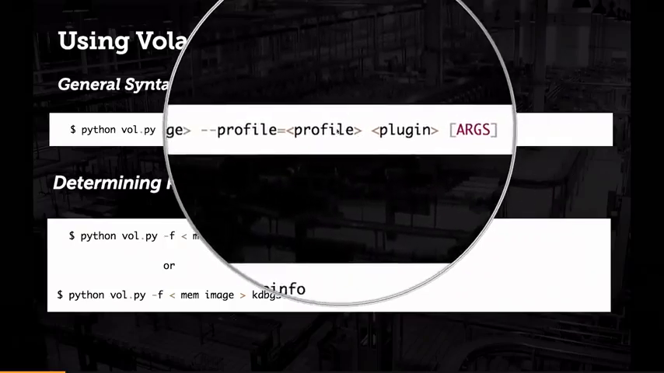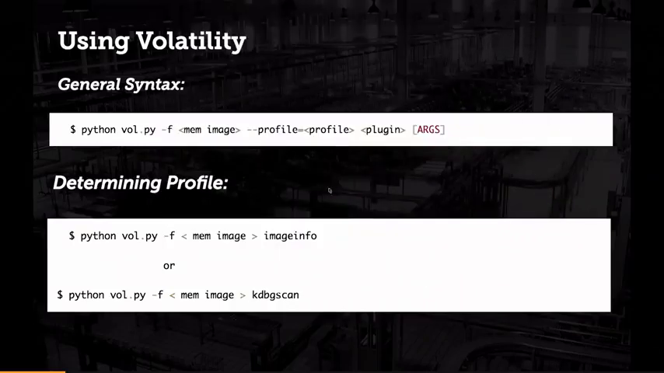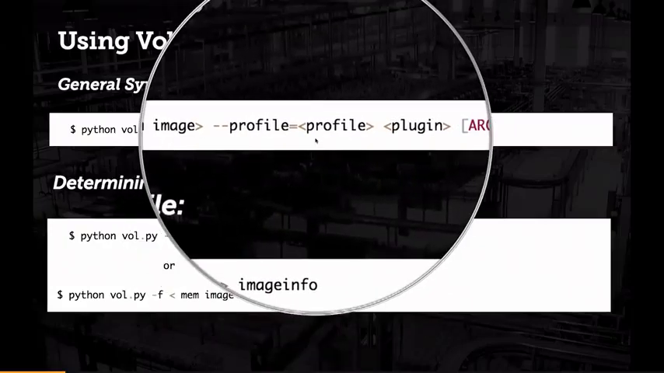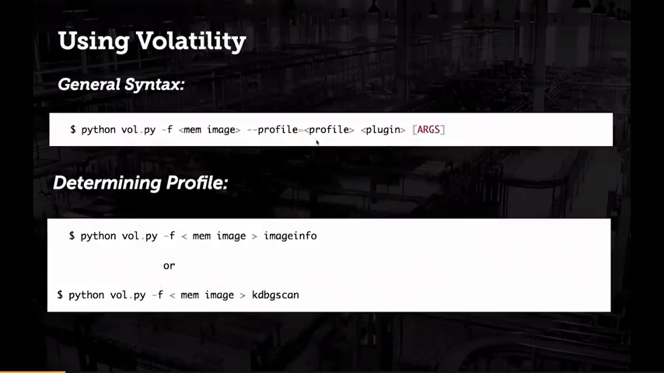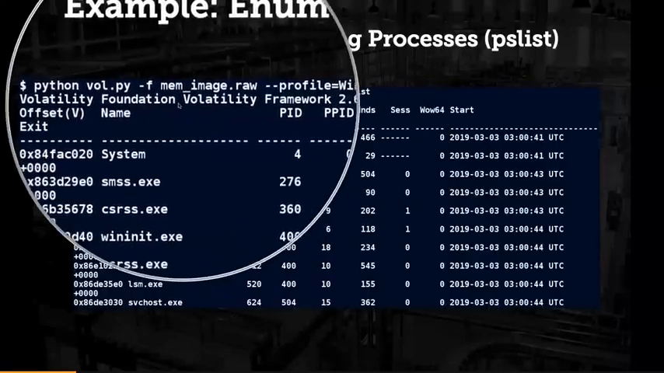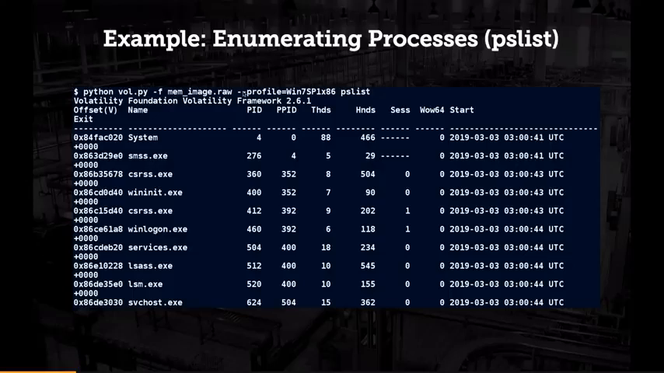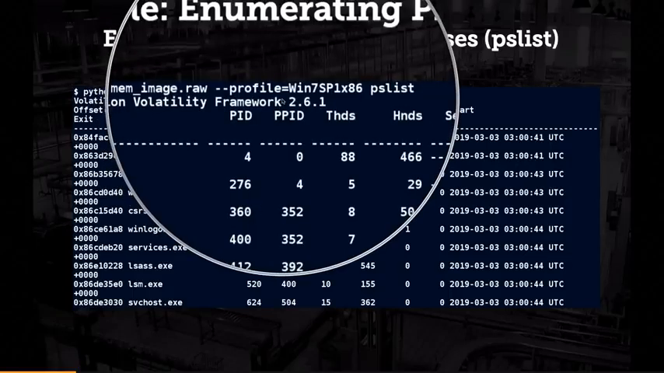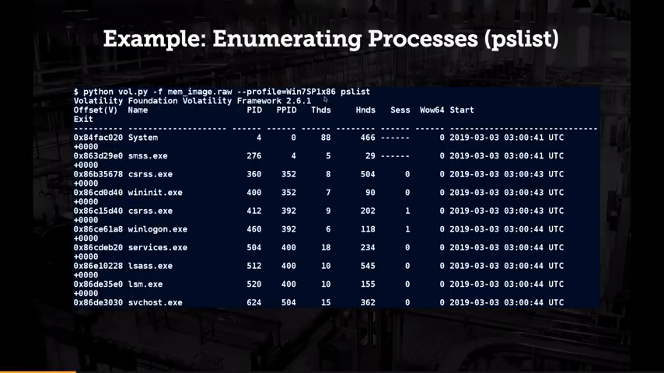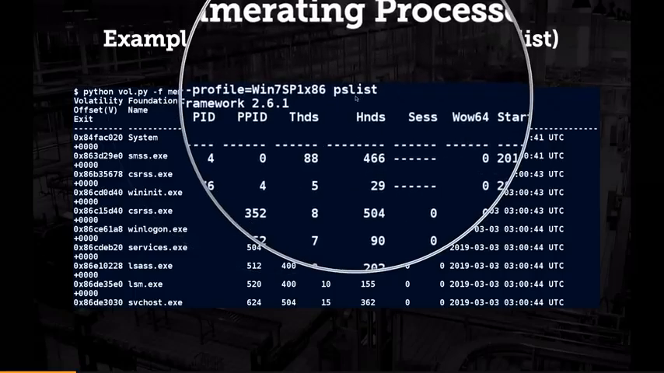So let's say, suppose you don't know what profile to supply. There is a plugin called imageinfo, which will parse appropriate structures and tell you what the profile is. So it will give you a profile that you can use here in the command. For instance, here is an example. Here is a memory image, and here is the profile that was determined by running the imageinfo plugin. This is the command. And here I'm running a plugin named pslist.